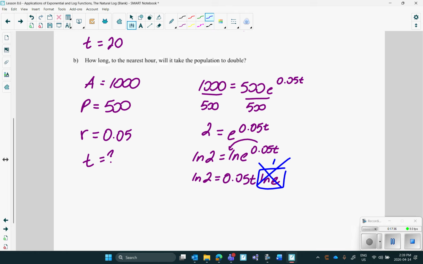So how do I get t by itself? What's the last step? Divide by 0.05. And let's go, oh, it says to the nearest hour. So nearest whole number. A little faster next time.